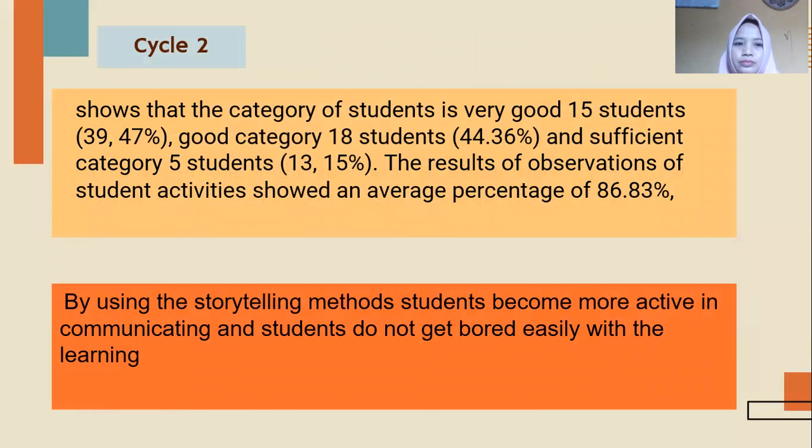Cycle 2. The category of very good students is 15 students, 39.47%, good category, 18 students, 44.36%, and sufficient category, 5 students, 13.15%.